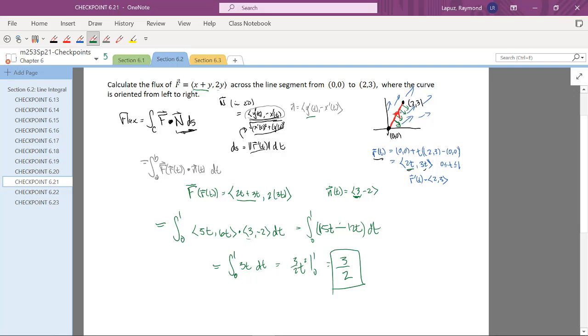So what we're doing is comparing the vector field at each point on that line with the normal vector. And by comparing, I mean doing the dot product and getting your results and adding them all up. Okay, I hope that helps with finding the flux in our two-dimensional version. Good luck.